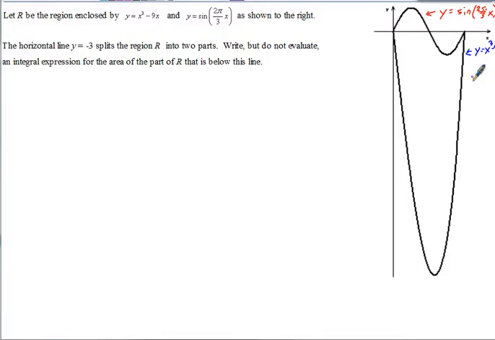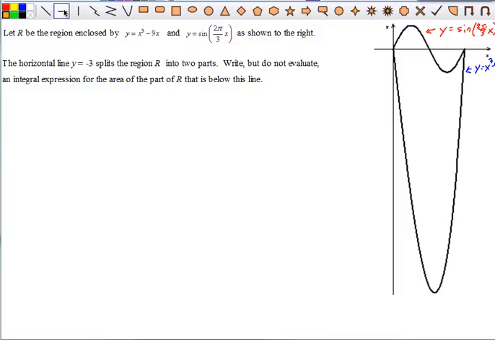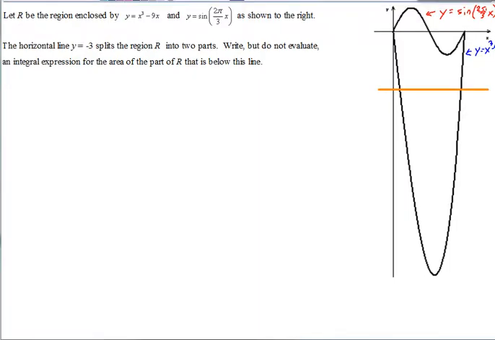Okay, so it says the horizontal line y equals negative 3 splits the region R into 2 parts. So let's go ahead and graph that here. Got a horizontal line right at negative 3. So roughly about right there. So it splits this into 2 parts. So we've got this region up here and then this region down here below.